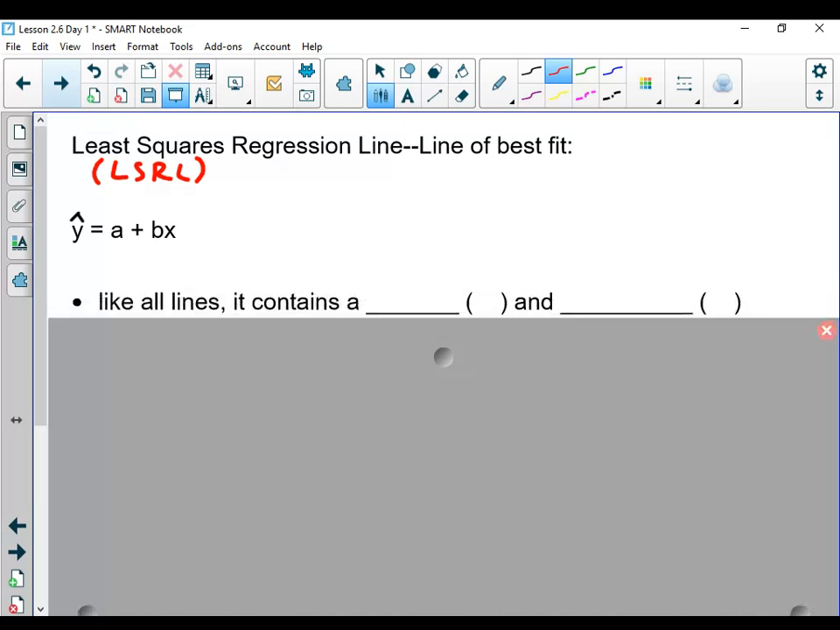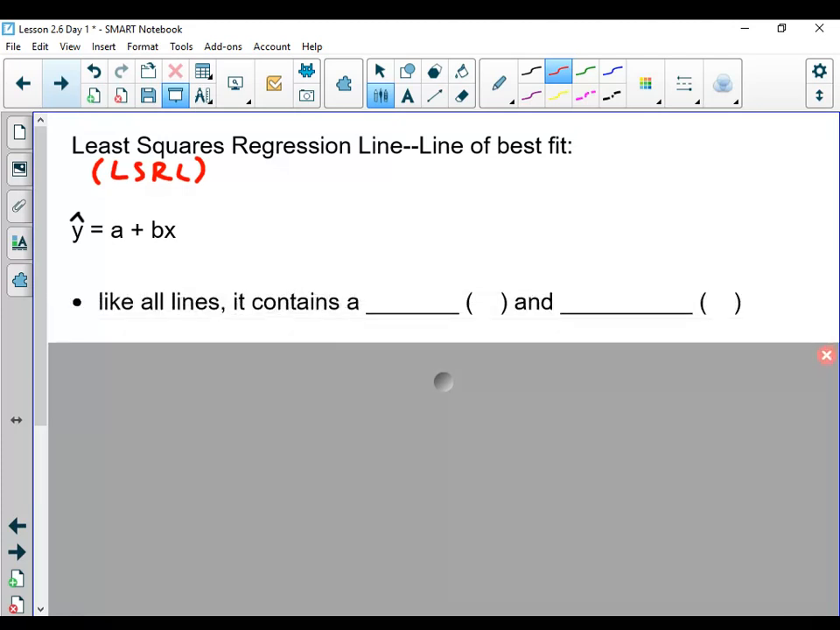And we also talked about, just like any other line, it's going to contain 2 things. It's going to have a slope, which in this equation, which part would be the slope, the A or the B? The B. And it's going to have a y-intercept, which in this equation is the A value. But again, it's really no different than mx plus b when we did y equals mx plus b, same idea.